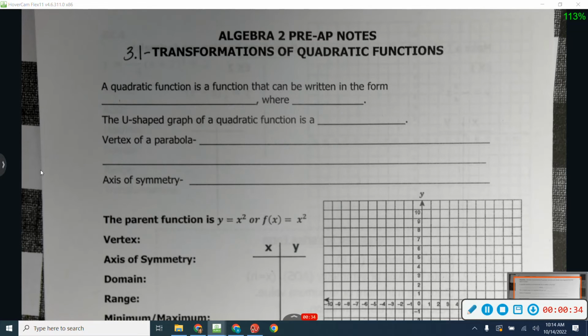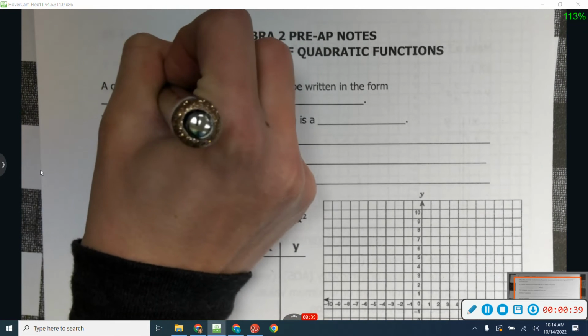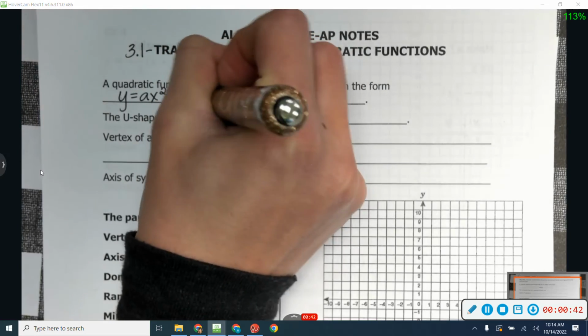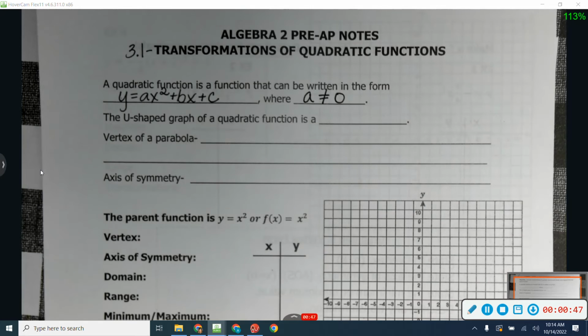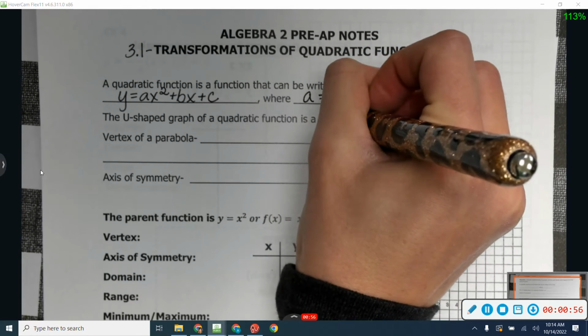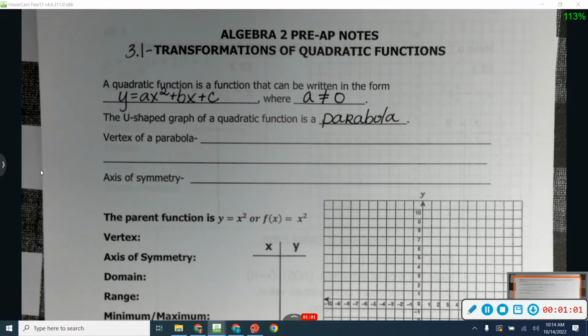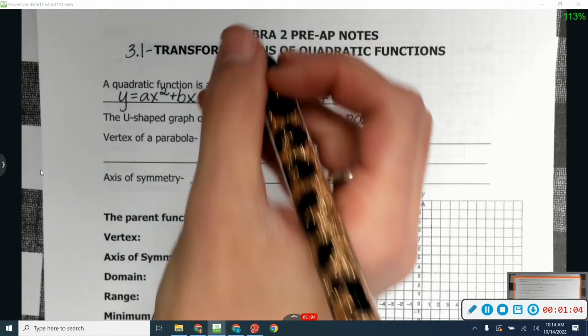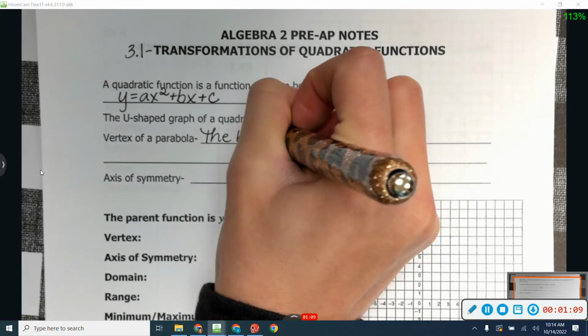So a quadratic function is a function that can be written in the form y equals ax squared plus bx plus c, where a cannot equal 0. If a is equal to 0, then you lose your x squared term, and that is your quadratic part, so you need that, okay? The U-shaped graph of a quadratic function is a parabola. You should already be familiar with this because you did cover this in Algebra 1. The vertex of a parabola is the highest or lowest point of the graph, and it is in the middle.